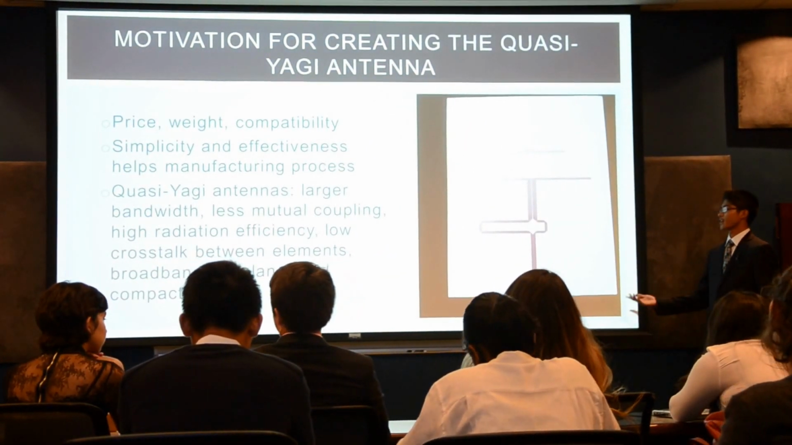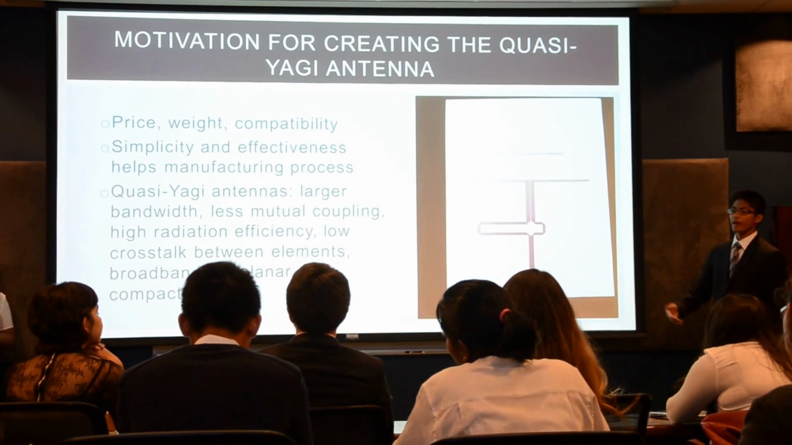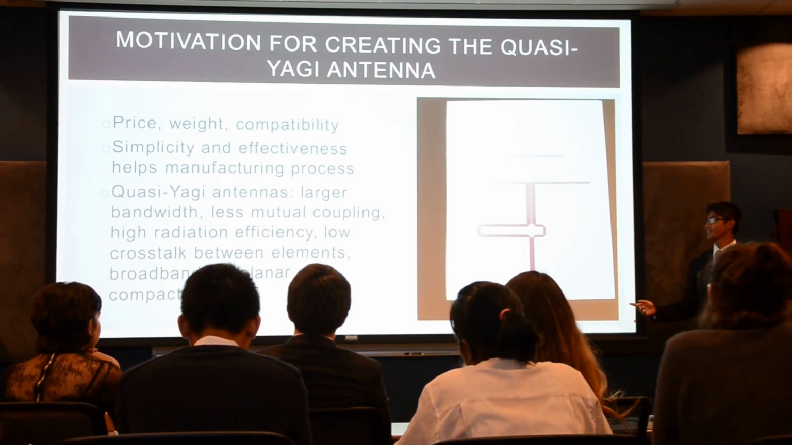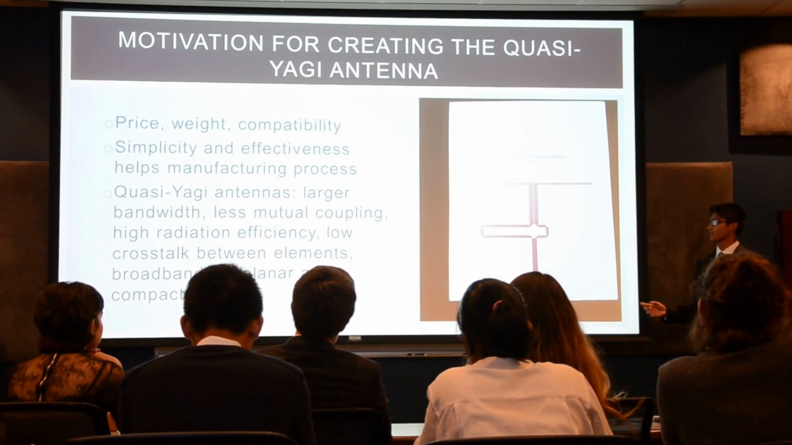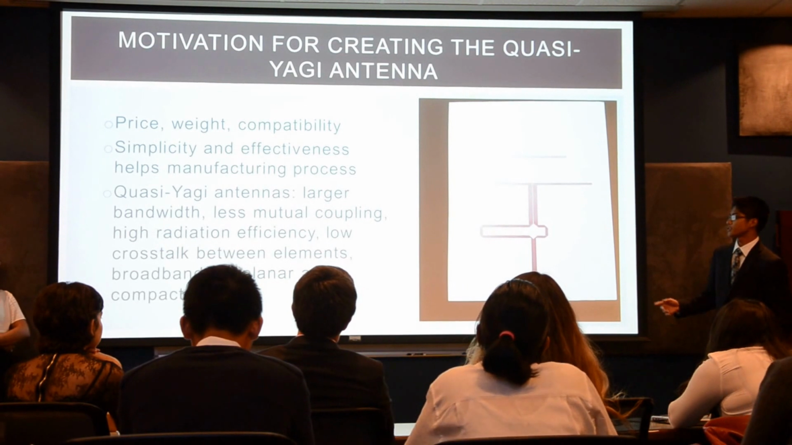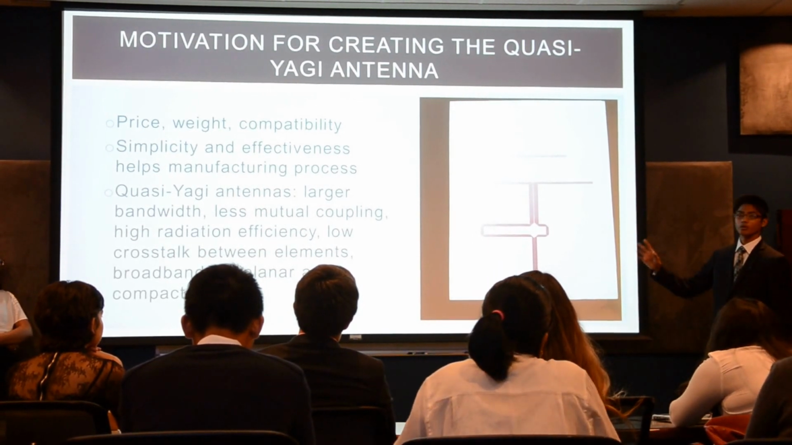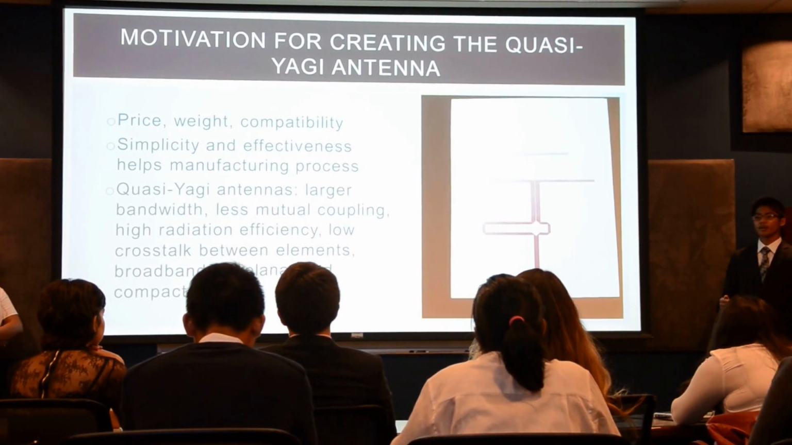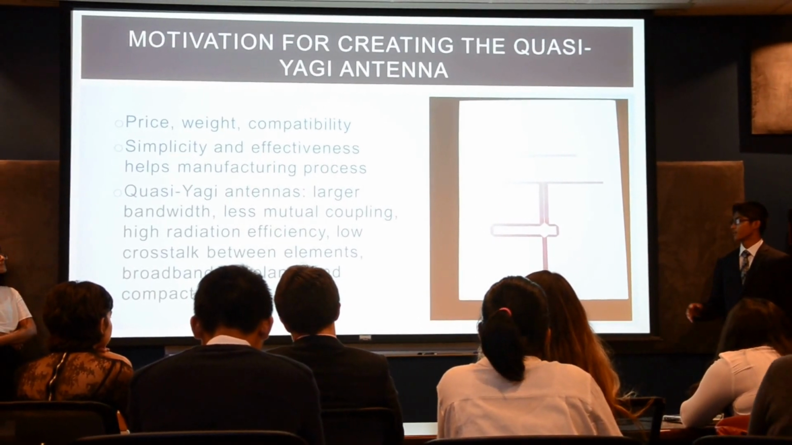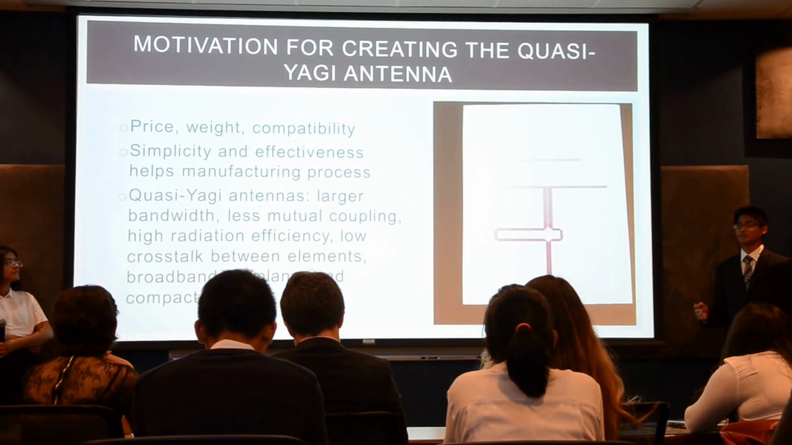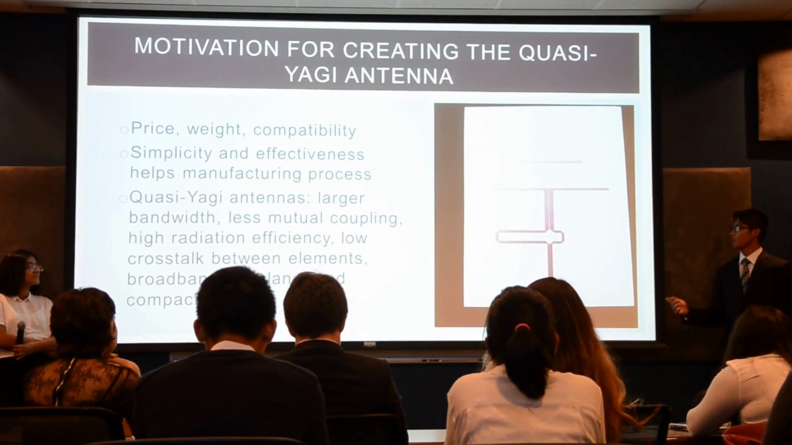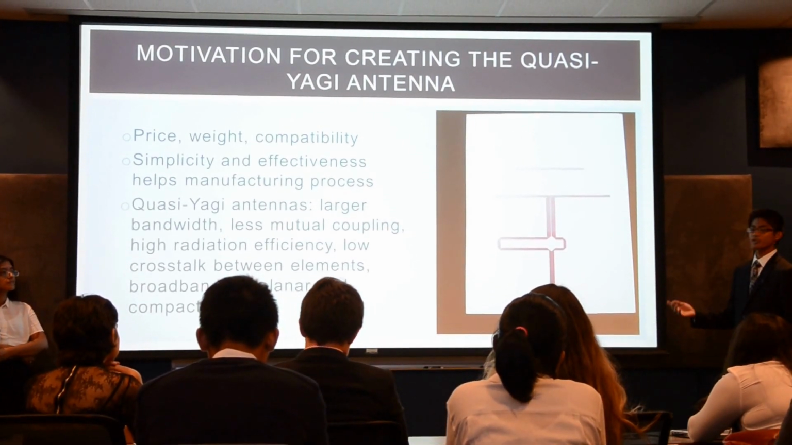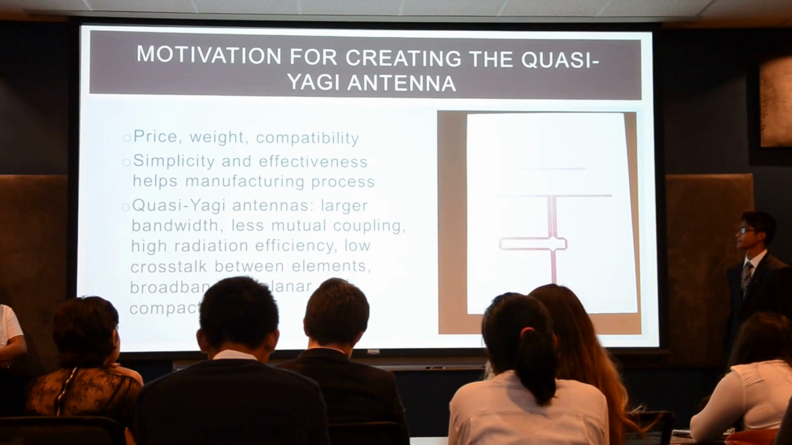And the reason we use this kind of antenna is because it has a larger bandwidth, being the range of frequency it could use, and less mutual coupling. That means that it won't get interfered with by any other antennas near it. It has a high radiation efficiency because all the radiation radiates in one direction. And low crosstalk between elements, because our antenna is a 1.9 gigahertz antenna, so not many devices use it. They usually use 2.4 gigahertz, because the 1.9 is only used for cellular phones, and it has a broadband 4G connection and it's uniplanar in common.